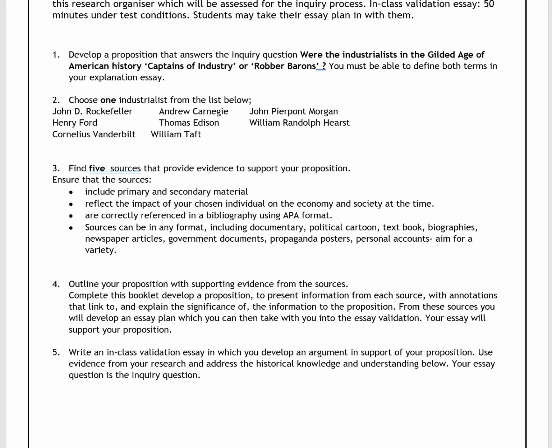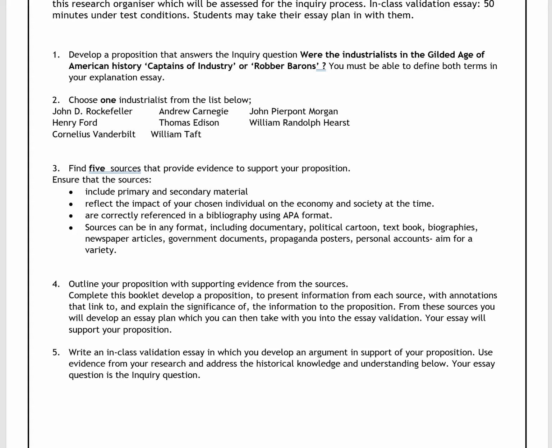essay. So you're choosing one industrialist from the list below: John D. Rockefeller, Henry Ford, Cornelius Vanderbilt, Andrew Carnegie, Thomas Edison, William Taft, John Pierpont Morgan, William Randolph Hearst. If you have another one that you would like to choose, show me first. Come in just to make sure you've got enough information on it, and that's fine. We can if there's one that you like.